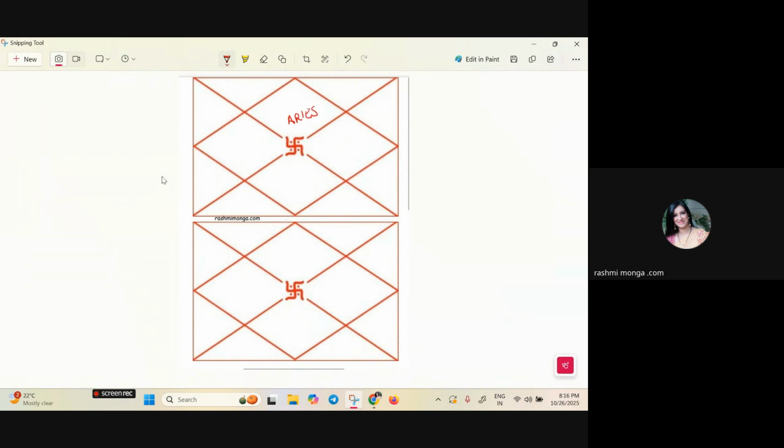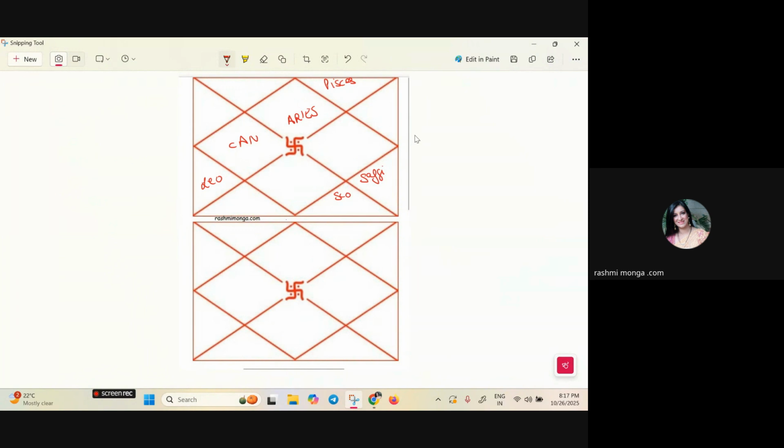Aries, Cancer, Leo, Scorpio, Sagittarius, and Pisces. So basically, the junction where the Rashis and the Nakshatras end together.